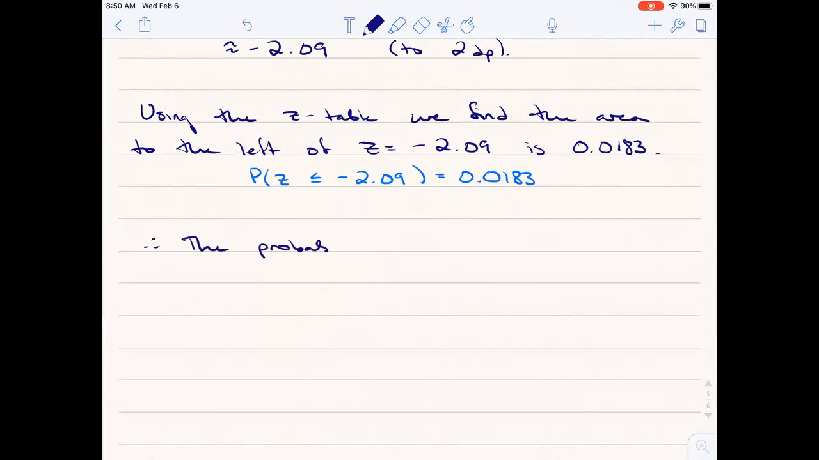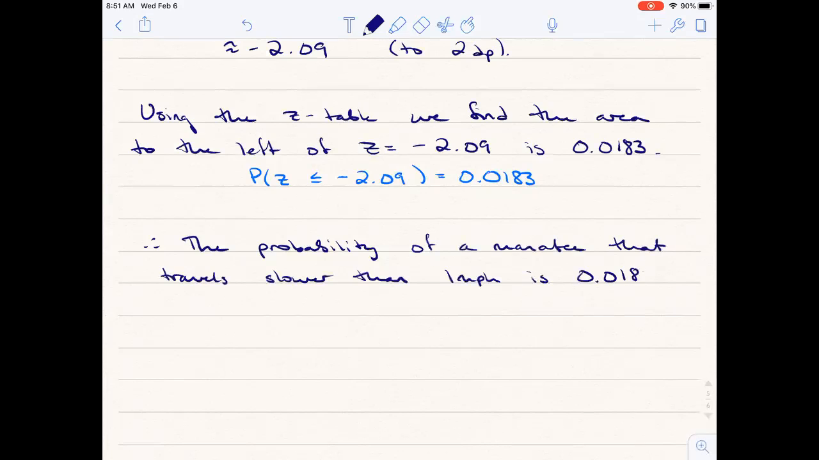Therefore, the probability of a manatee that travels slower than 1 mile per hour is 0.0183, because that is the area that we wanted. Any questions about that one? Okay.